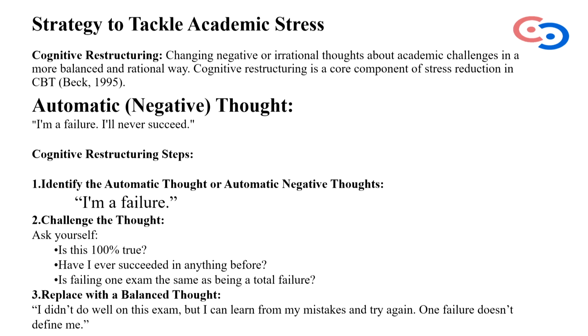To challenge these automatic thoughts, ask yourself: is this 100% true? Have I ever succeeded in anything before? Then replace these automatic thoughts with more balanced thoughts, like "I didn't do well on this exam, but I can learn from my mistakes and try again. One failure does not define me." So this is how cognitive restructuring works.